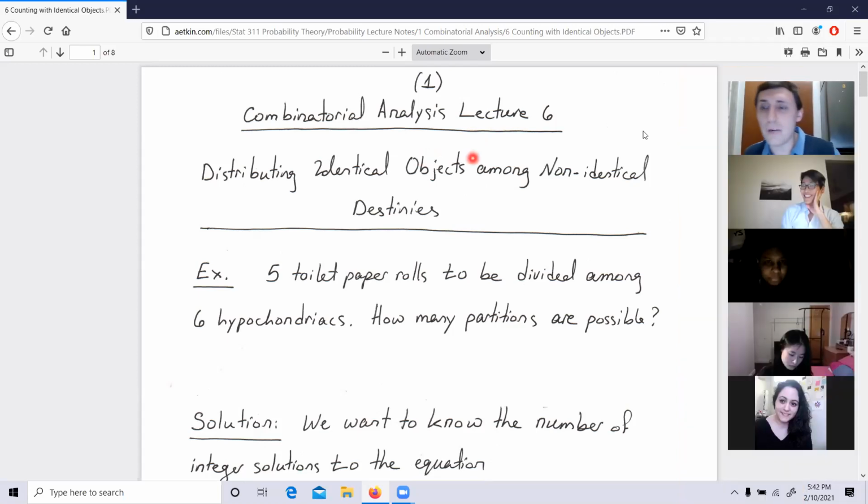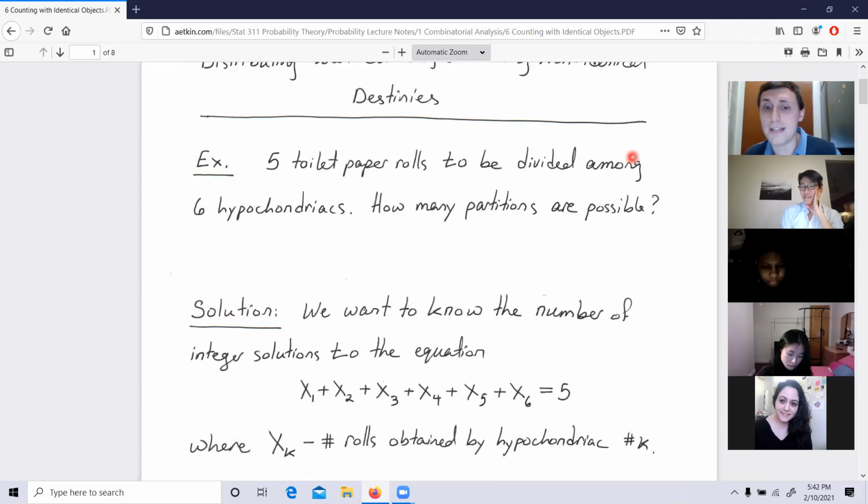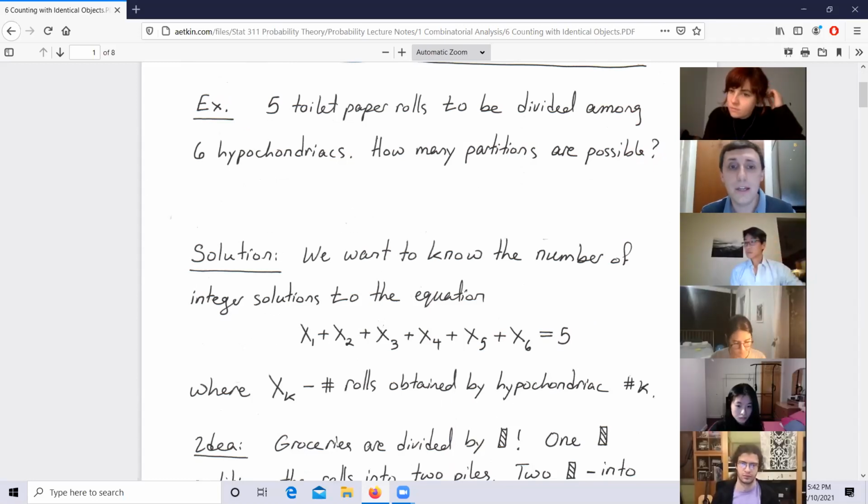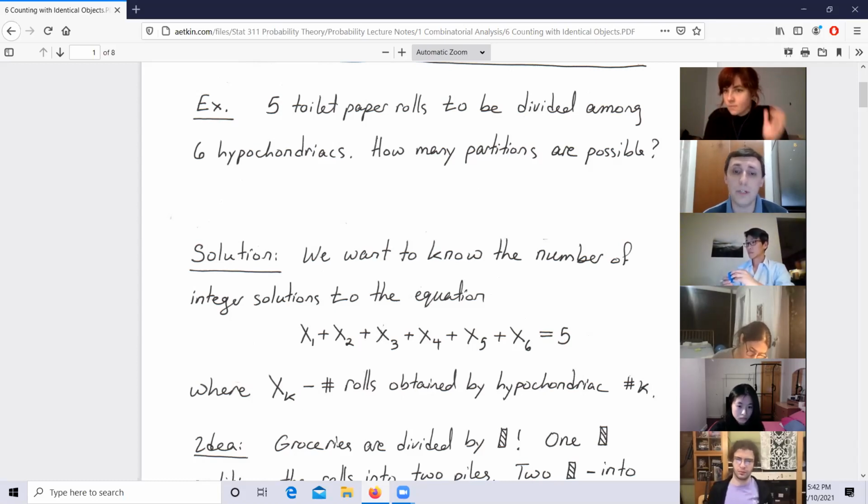So here is how we are going to solve it, guys. You recognize the situation as follows. We have 6 hypochondriacs and we designate them with the variables x1 through x6. X1 represents the number of toilet paper rolls attained by one hypochondriac, X2 by hypochondriac number 2, and so on and so forth. Good?